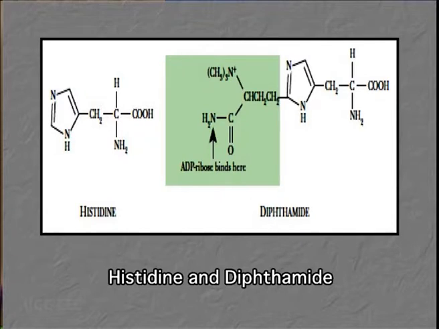This diphthamide is not present in prokaryotes. So this is how the system has made it so that diphtheria toxin infects us. Because we have this post-translational modification and have created diphthamide, which is the site for ADP ribosylation by the diphtheria toxin, it leads to translation restriction.